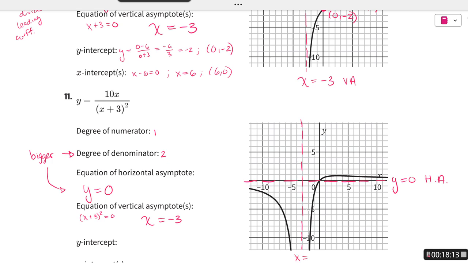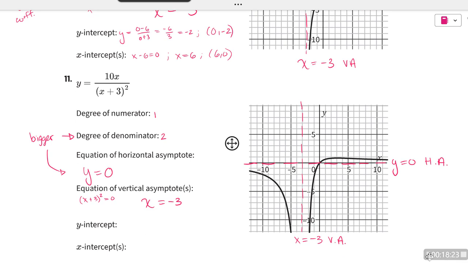So x equals negative 3 is the vertical asymptote. Remember, we can't cross those. Okay, the y-intercept. So again, I'm going to set my x value to be 0. So 10 times 0 over 0 plus 3 squared.